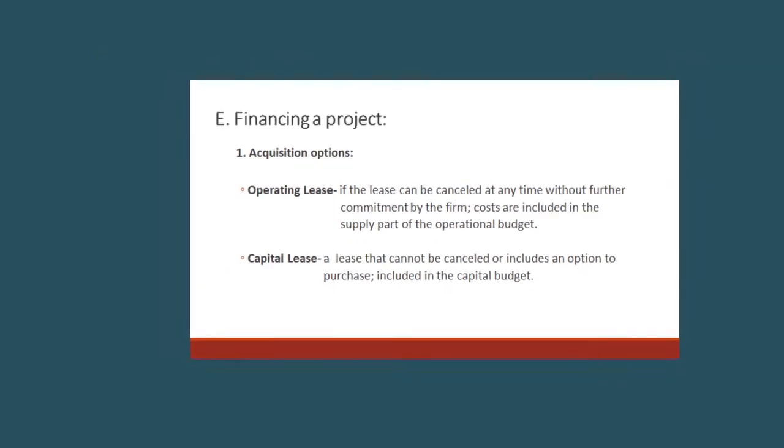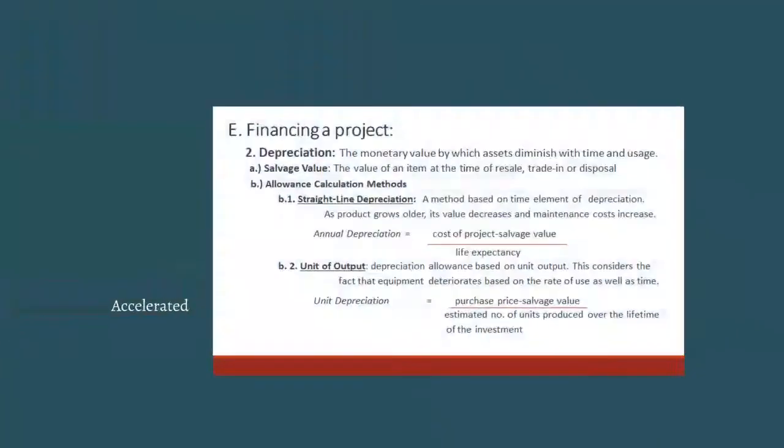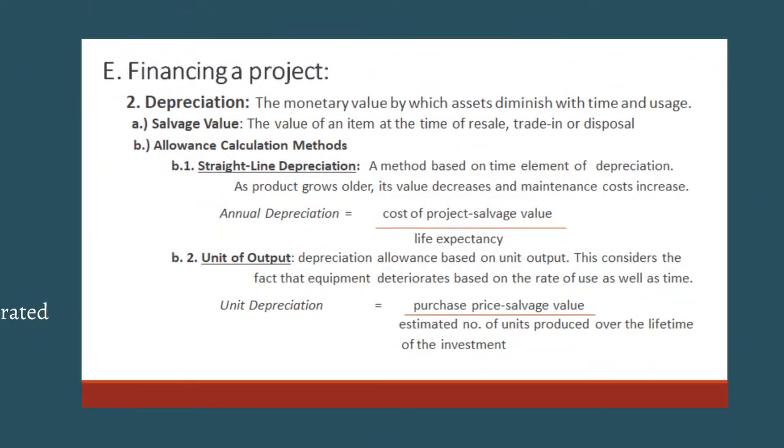Also, in budgeting, depreciation should be considered. Depreciation is the monetary value by which assets diminish with time and usage. An example is the salvage value. This is the value of an item at the time of resale, trade-in, or disposal. Or you will have an allowance calculation method, which is the straight line depreciation and the unit of output.